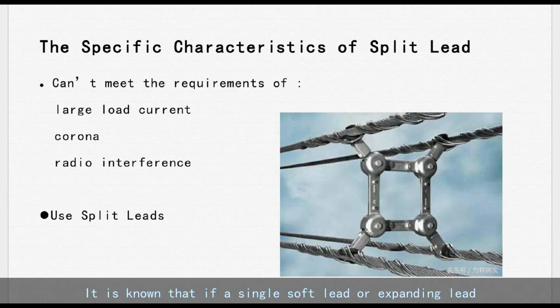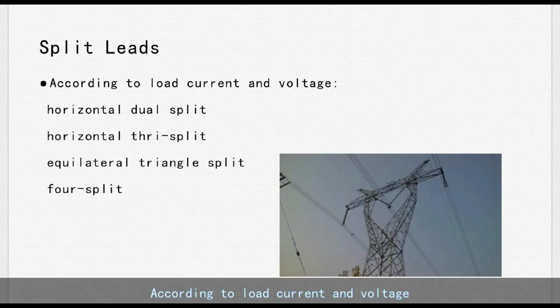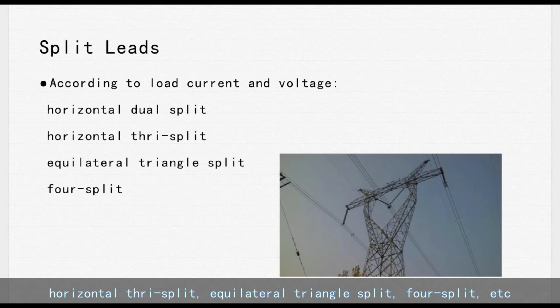It is known that if a single soft lead or expanding lead can't meet the requirements of large load current, corona, and radio interference, split leads with lower cost and stronger shock resistance than the busbar are suitable for ultra-high voltage distribution devices. According to load current and voltage, forms of split leads can be divided into horizontal dual split, horizontal tri-split, equilateral triangle split, 4 split, and so on.